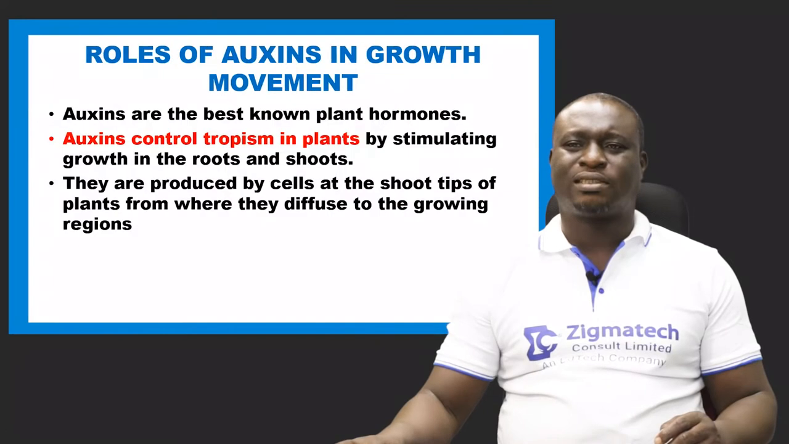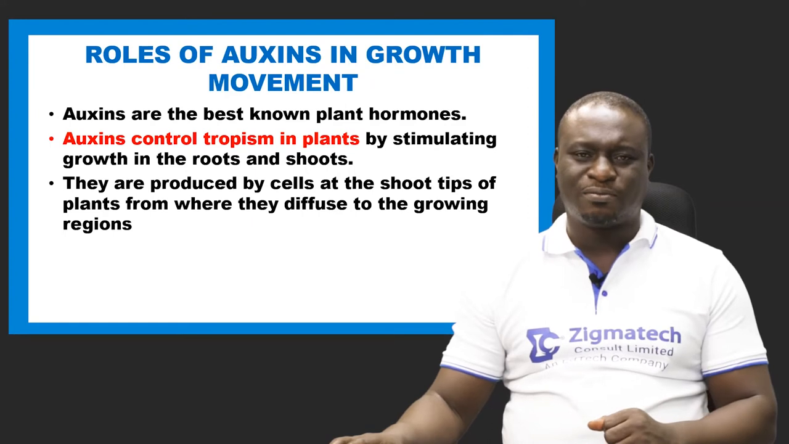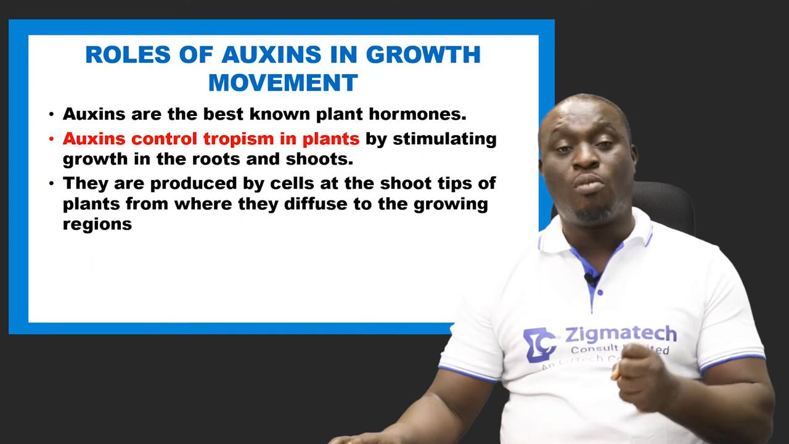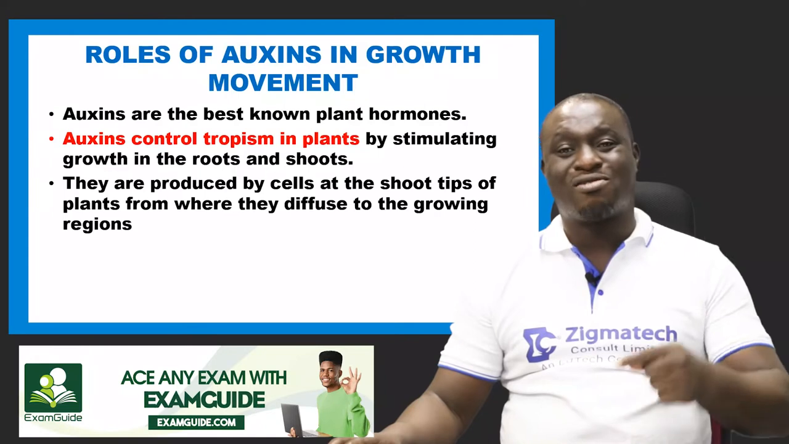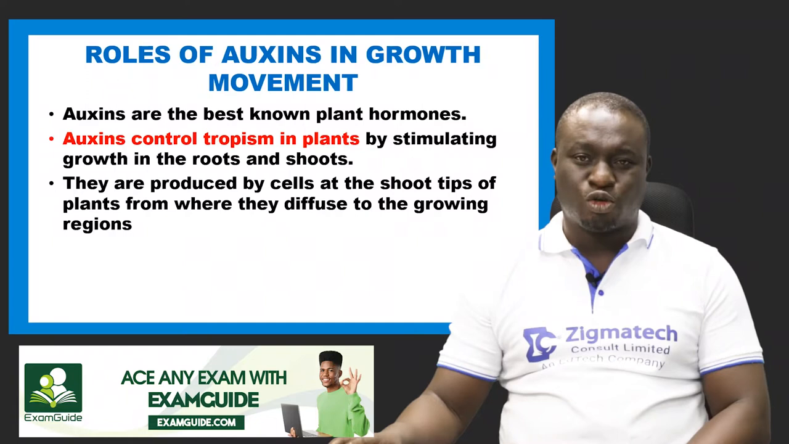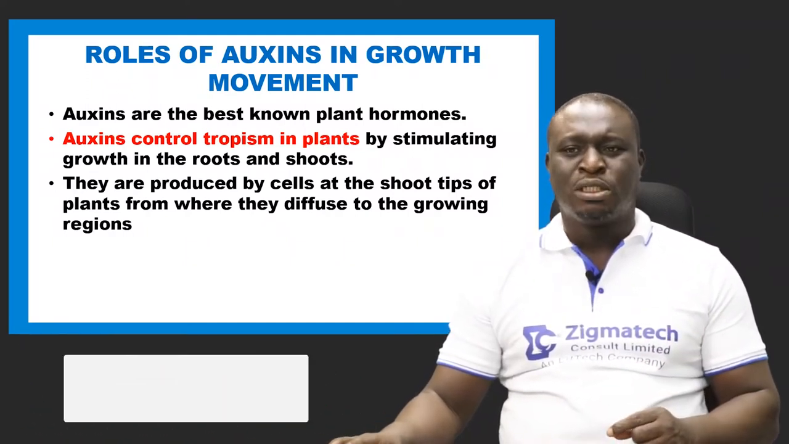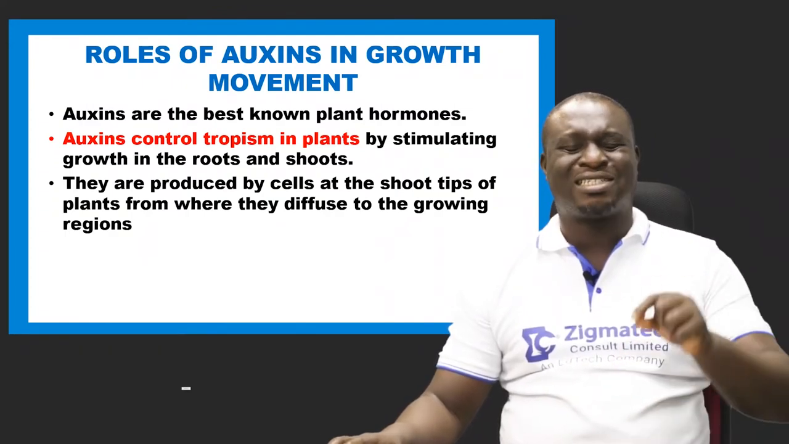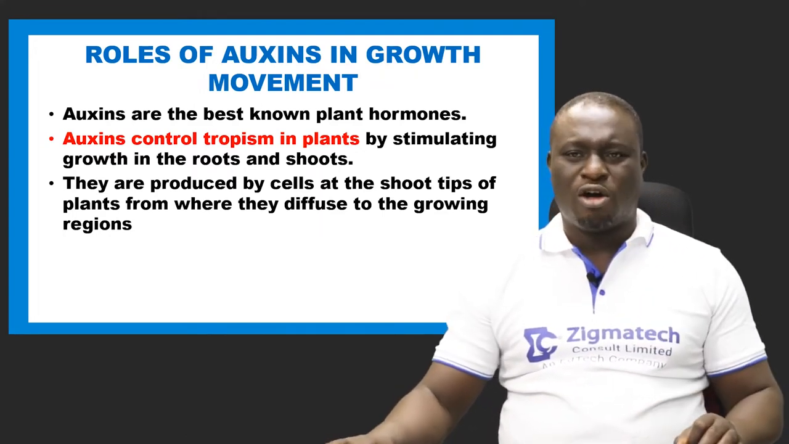Now let's take a look at the roles of auxins in growth movement. What are auxins? Auxins are actually hormones. They are called growth stimulating hormones. They are growth hormones that are responsible for growth in plants. Auxins are the best known plant hormones, and they control tropism in plants, okay? Auxins are found at the shoot tips of plants.